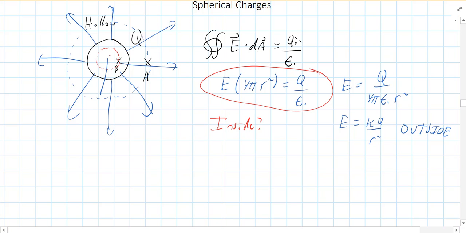But this time, what's Q? How much charge is inside that red sphere? So you get E times 4 pi r squared equals, well, how much charge is inside that red sphere? None, okay, over epsilon naught. So E on the inside would be 0. And therefore, if you're inside that sphere, there'd be no electric field in there at all.